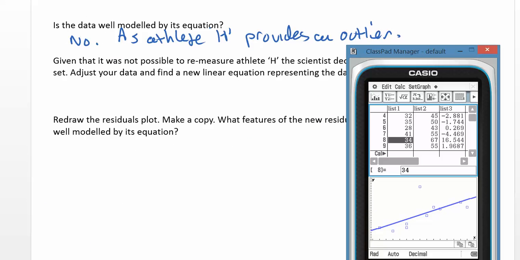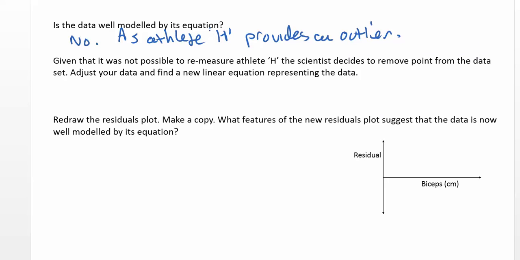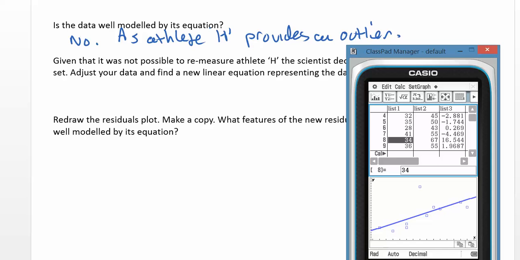So when it comes to considering whether the data is well modelled by the equation, we have to say no, as athlete H provides an outlier in this situation. Now, what we can do is to go back to our calculator, and we can actually delete that point at 3467. Now, we're also going to make sure that I get rid of the 67 as well.